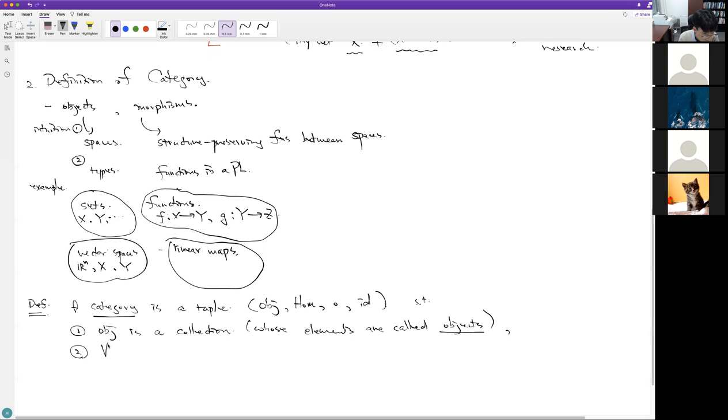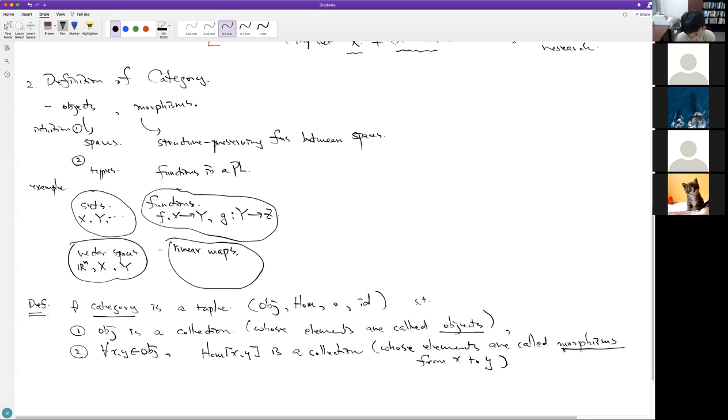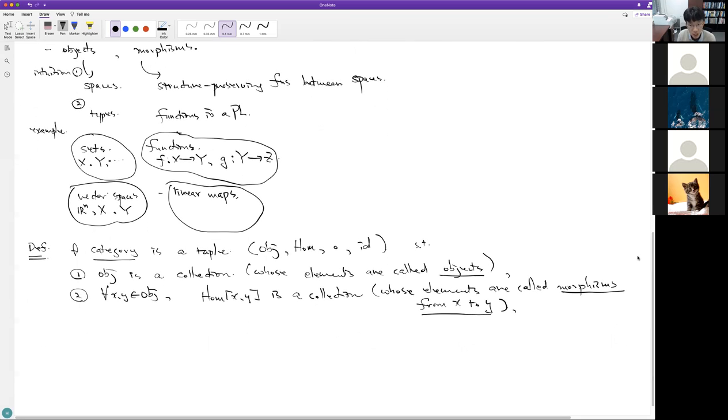And then second, for all objects X and Y, hom of X and Y is another collection whose elements are called morphisms from X to Y. So these are the morphisms from X to Y. What does that mean? This means that for every pair of objects X and Y, we are specifying the morphisms that go from X to Y. Using programming language terminology, it's a typed specification about what kind of morphisms we have here. So these are the two components.